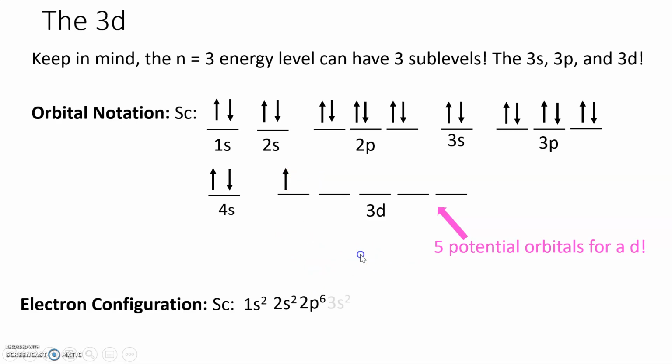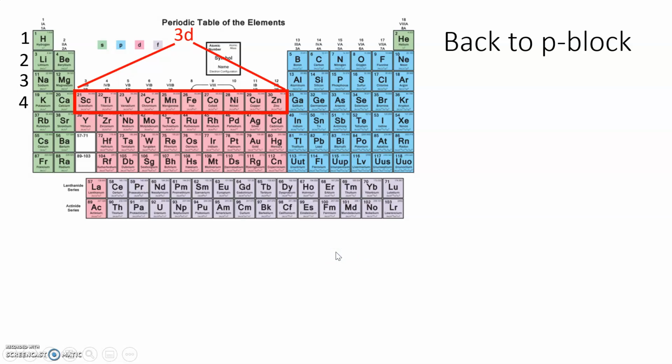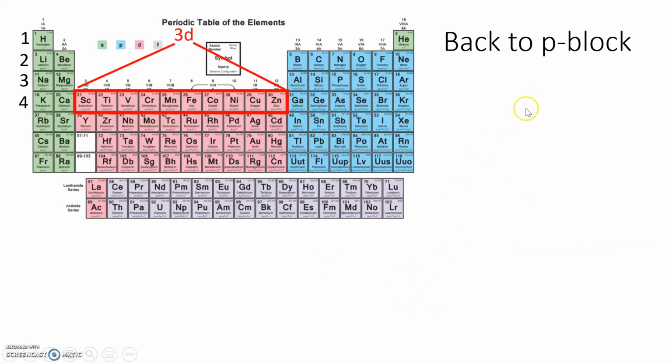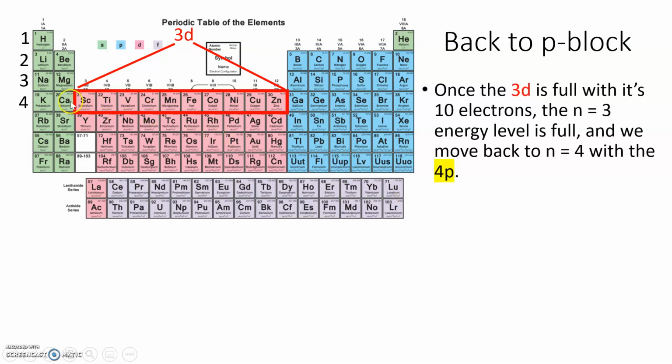The electron configuration: 1s2, 2s2, 2p6, 3s2, 3p6, 4s2, went 1 too far, there we go, 4s2, and then back to 3 for 3d1. Once we finish our entire row of 3d, and there's 10 elements there, we can hold 10 electrons in a d orbital. We move through that, and we go back to the 4p. Here's the 4p, so back up to the fourth energy level.